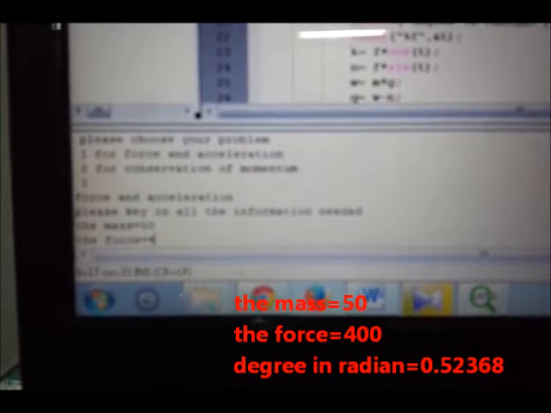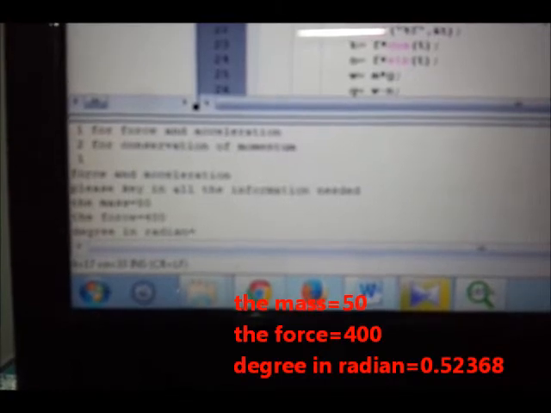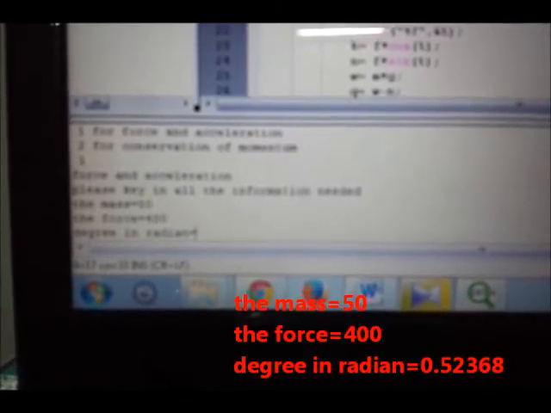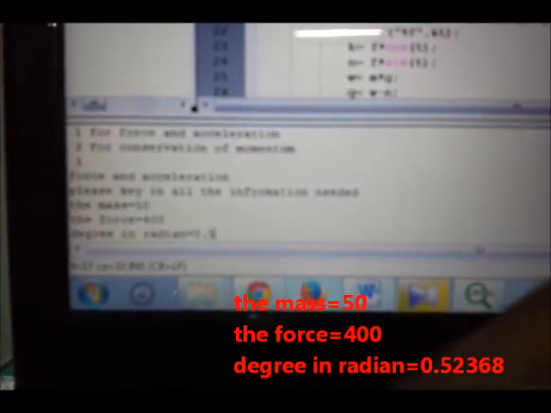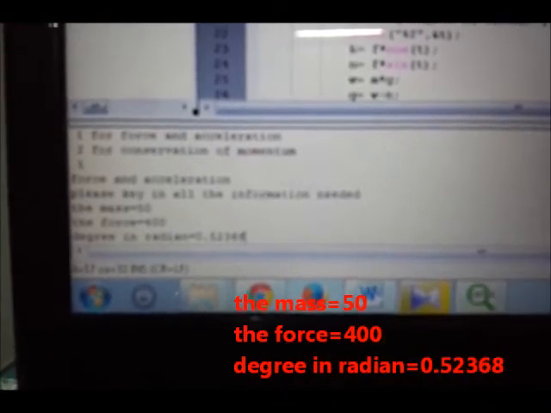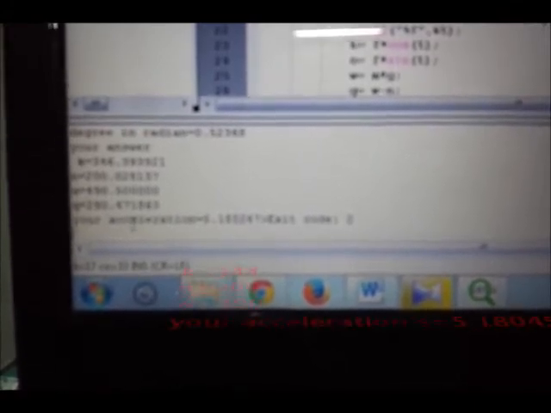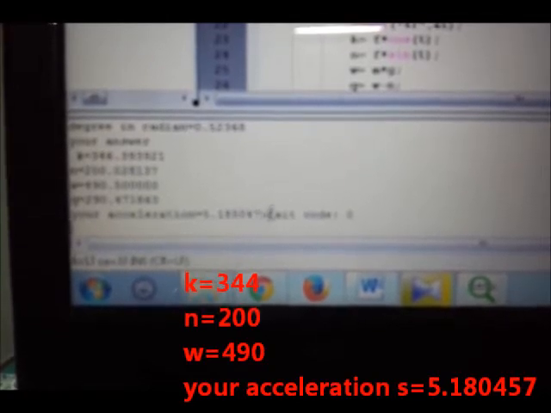Force is 400, and then the program asks the degree in radian, 0.52368. Okay, and then this is the answer for acceleration for our question, 5.185047. Then exit code.